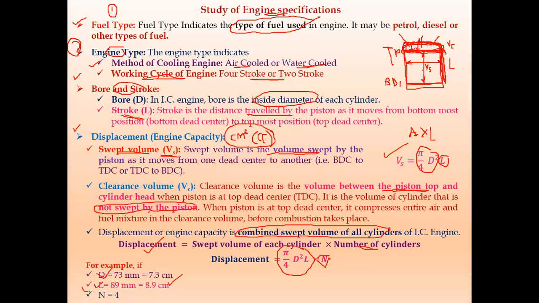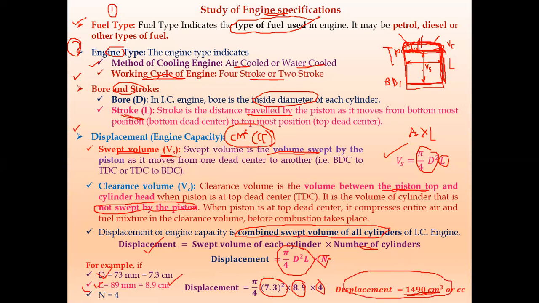Now putting in these values, displacement equals pi by 4, D is 7.3 square, into L is 8.9, into number of cylinders 4. After calculation, we get displacement as 1490 centimeter cube, which is called cc. So 1490 cc is the displacement or engine capacity for this engine, which has 4 cylinders. These are the parameters generally specified: fuel type, engine type, bore and stroke, displacement.